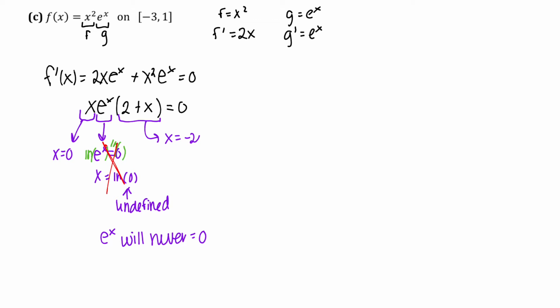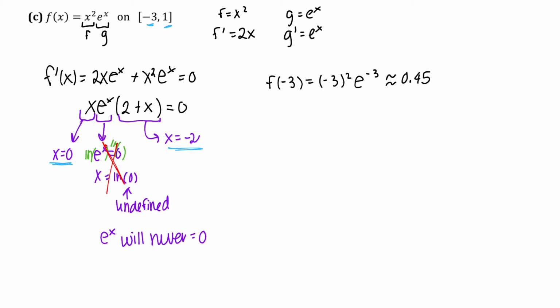Both 0 and -2 are within our interval, so we're going to plug in both of these values and the endpoints. So f of -3, that would be -3 squared, e to the -3. Right, and this one, I'm coming out to be around 0.45-ish.